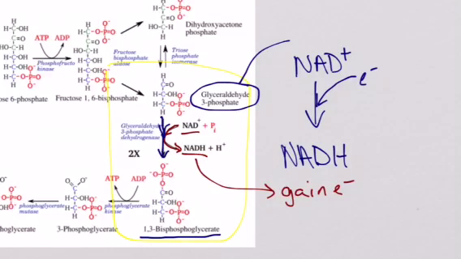So if we wanted to label up here, G3P is going to lose electrons, or we could say that it is getting oxidized.